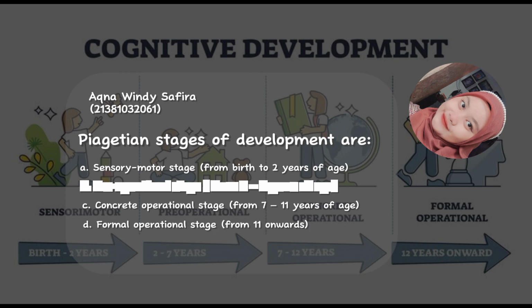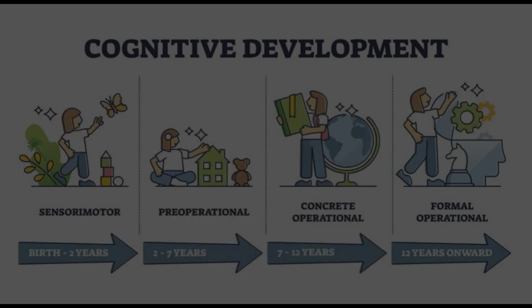D. The formal operational stage, from 11 onwards. Children are able to think beyond the immediate context in more abstract terms. They are able to carry out logical operations such as deductive reasoning in a systematic way. They achieve formal logic. The following are examples of cognitive development.